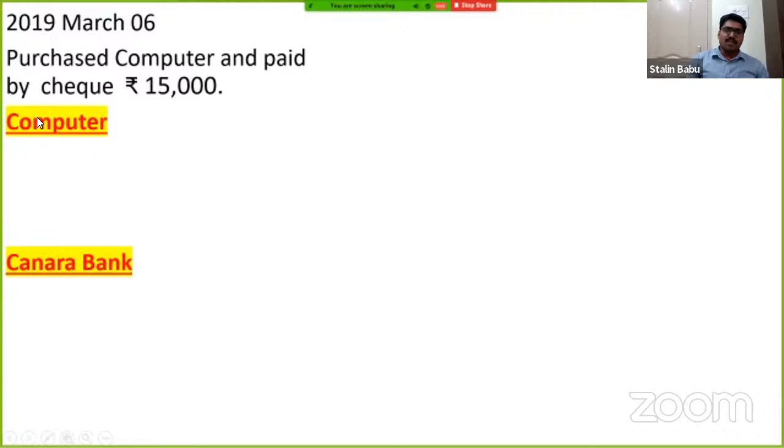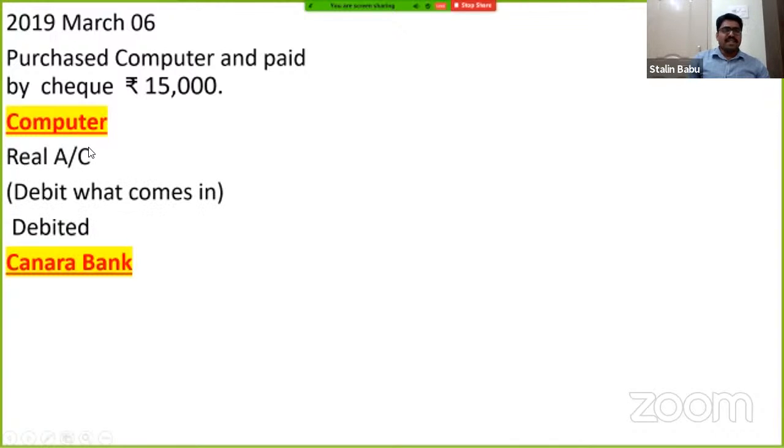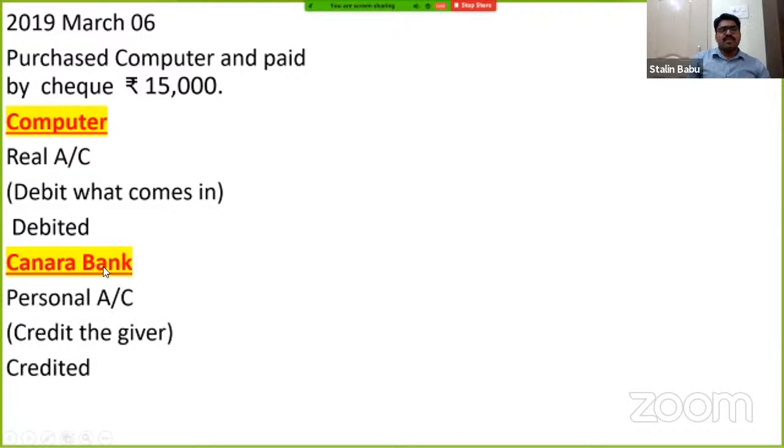Then what is the nature? Computer is an asset. It belongs to which account? Real account. What is the principle of real account? Debit what comes in, credit what goes out. Here computer, an asset, is coming into the business, so the asset account should be debited. So the computer account should be debited. Canara Bank belongs to which account? Personal account, an artificial person. Okay. So what is the principle?